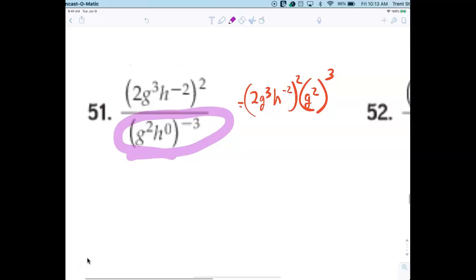What is, come on now, what is 2 squared? 4. What is g cubed squared? Power to power, what is the rule? There you go. H to the power to power, what's the rule? There you go, kiddo. You see what I'm saying? I just know the rules. So then g to the what? G to the 6th. You with me now, right?